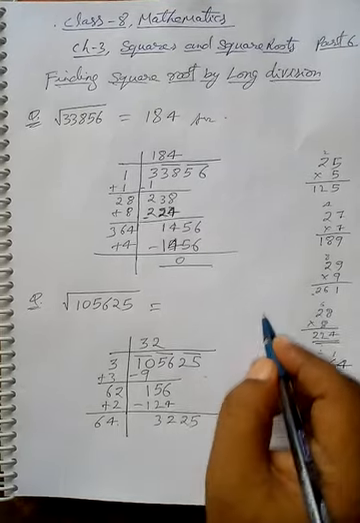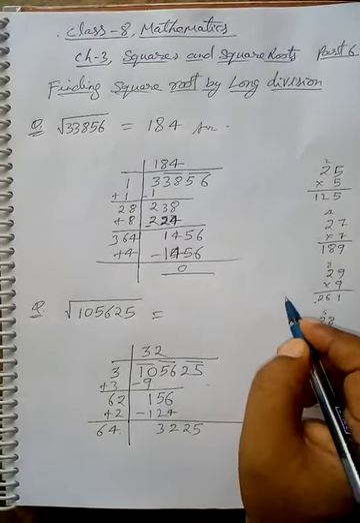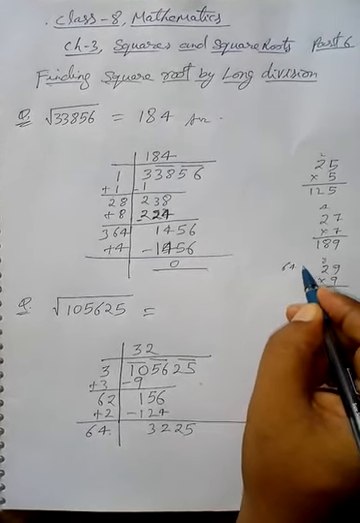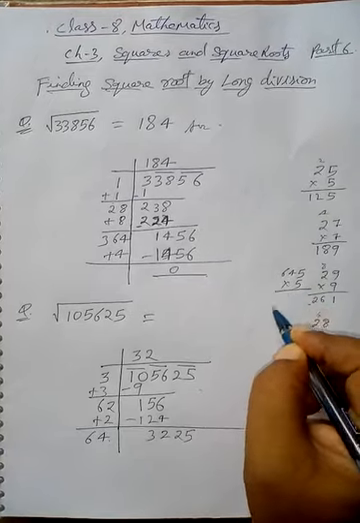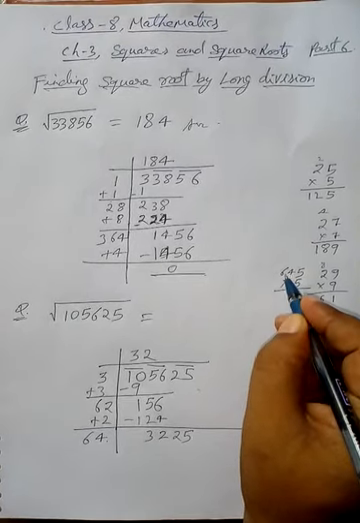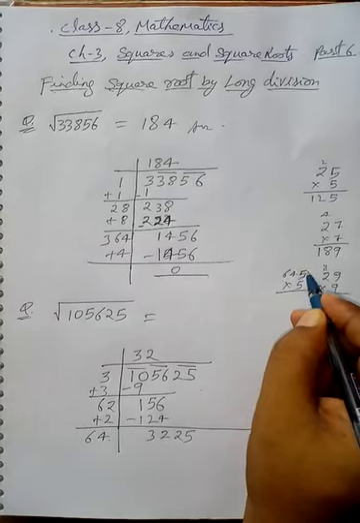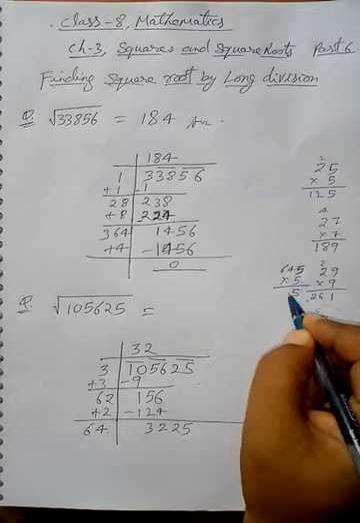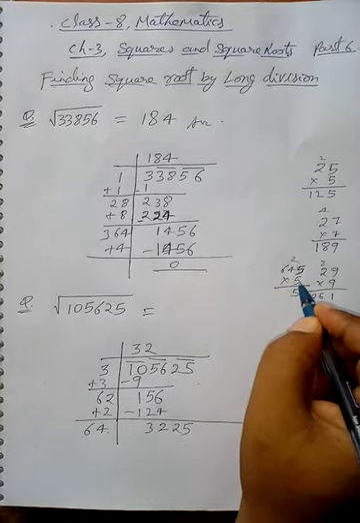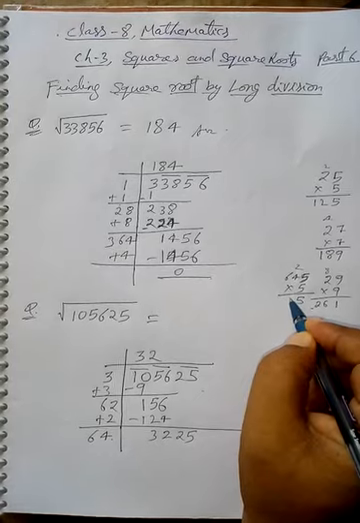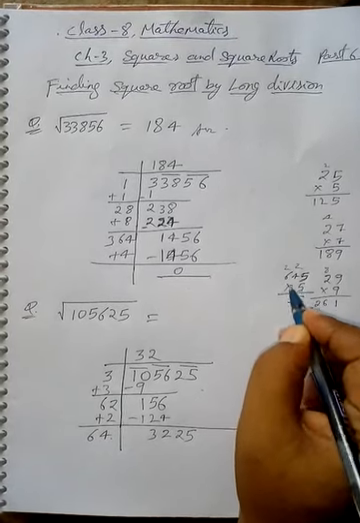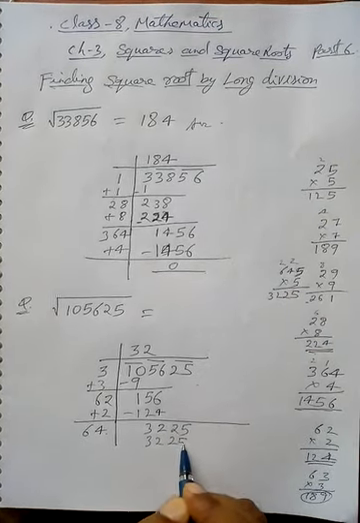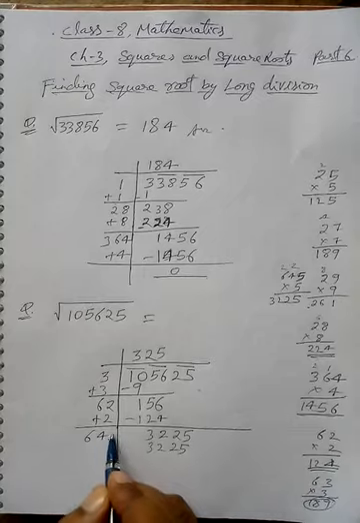So 6 5s are 30. In the table of 6, 32 comes near 5 times. So 64 5s are. If I multiply 64 with 5, the 5 will also come to the divisor. It will also become part of the divisor. So 5 5s are 25, 2, 5 4s are 20 and 2, 22. 5 6s are 30 and 2, 32. We see that it is exactly divisible by 5. So 5 will come here.